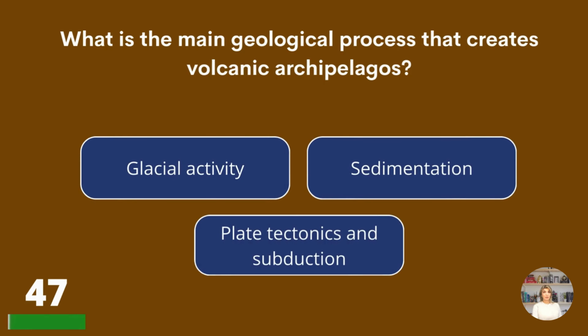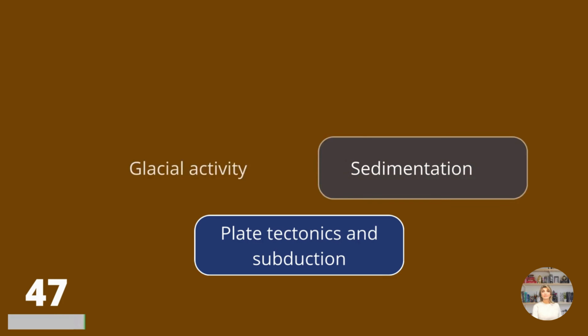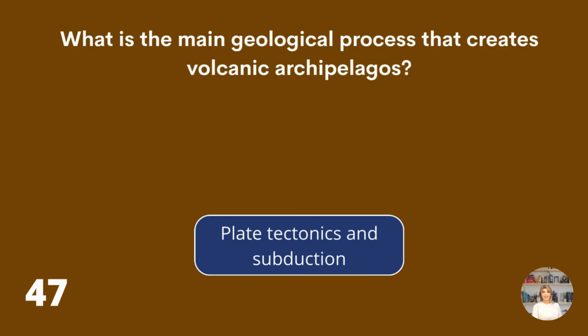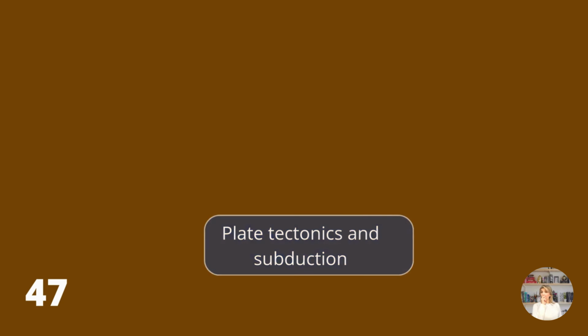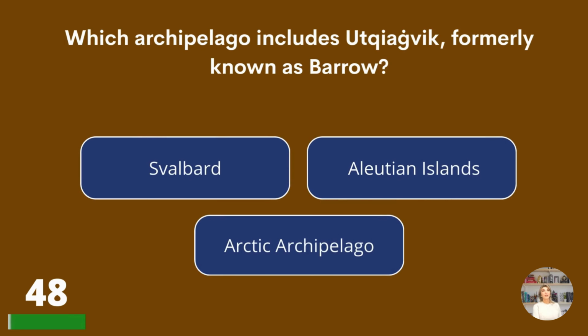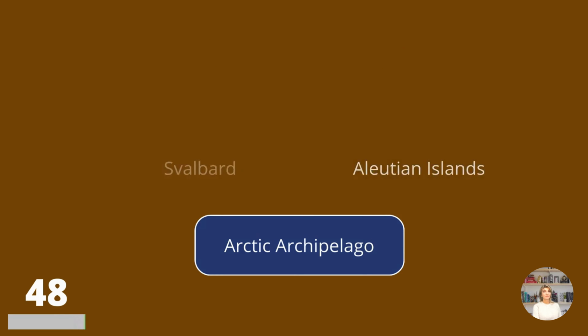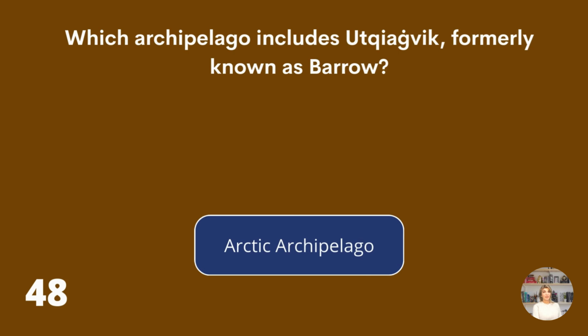What is the main geological process that creates volcanic archipelagos? Glacial activity, sedimentation, or plate tectonics and subduction? Plate tectonics and subduction. Which archipelago includes Utrecht, formerly known as Barrow, Svalbard, Aleutian Islands, or Arctic Archipelago? Arctic Archipelago.